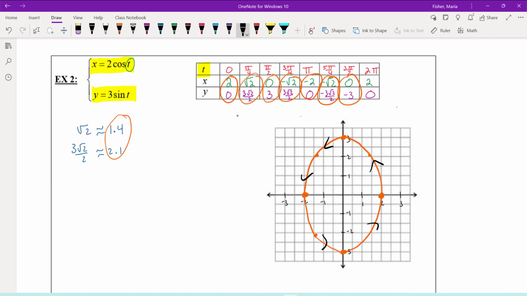Now what we want to do is write the rectangular equation, so we want to eliminate the parameter t. Well, in the last ones, what I said was you wanted to solve one of these for t. You don't do that with trig. If you have trig, what you're going to do is use a Pythagorean identity to eliminate the parameter.